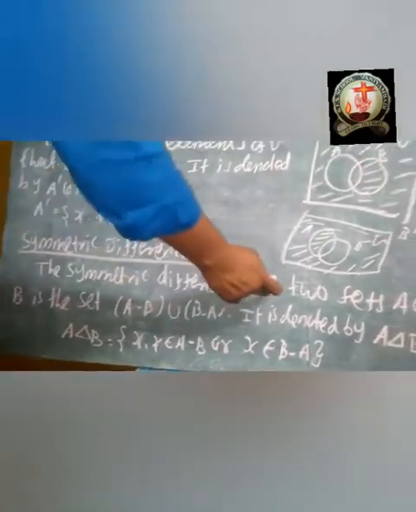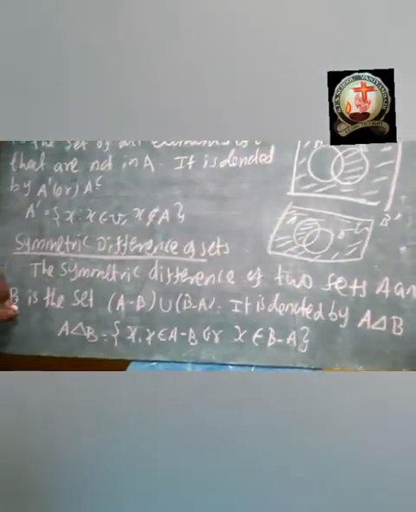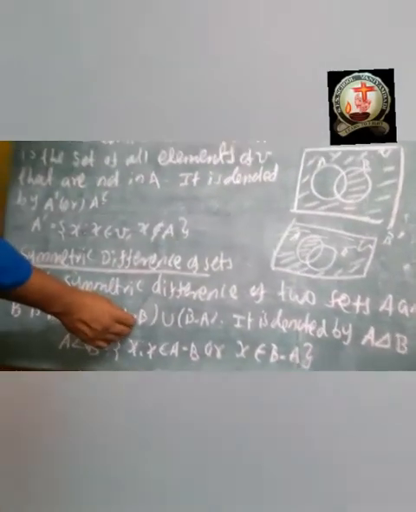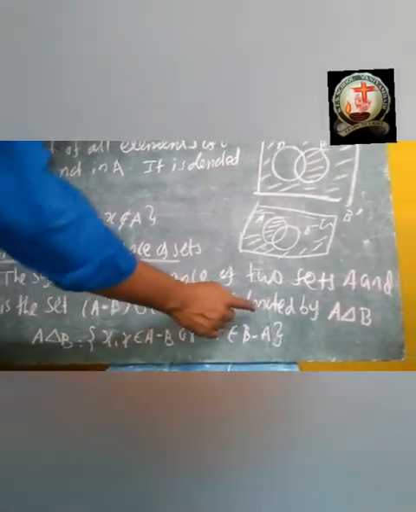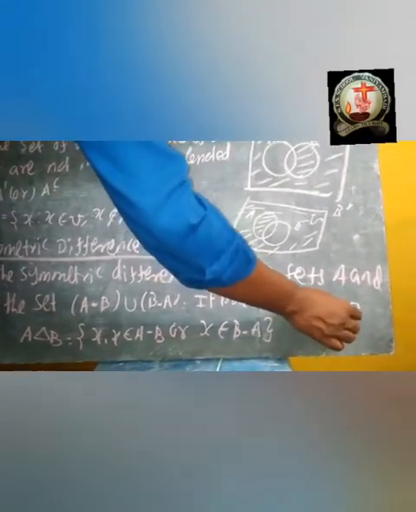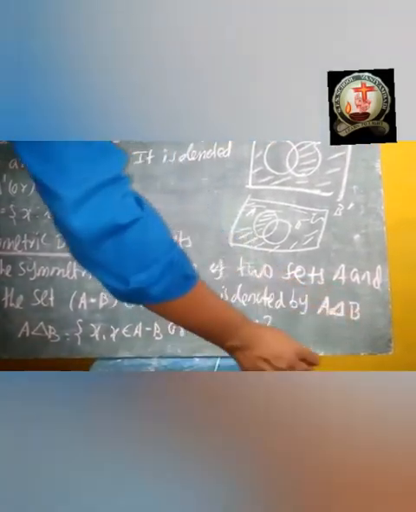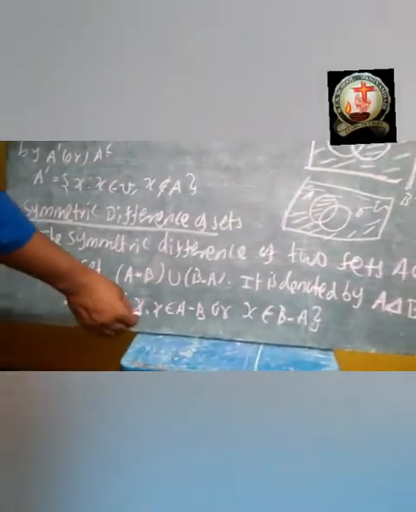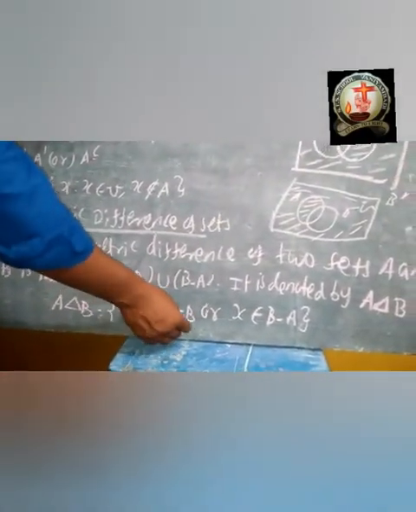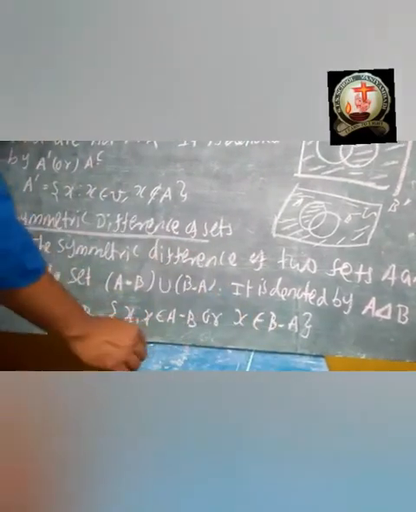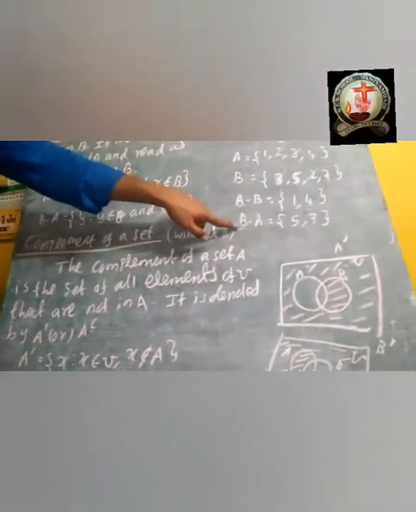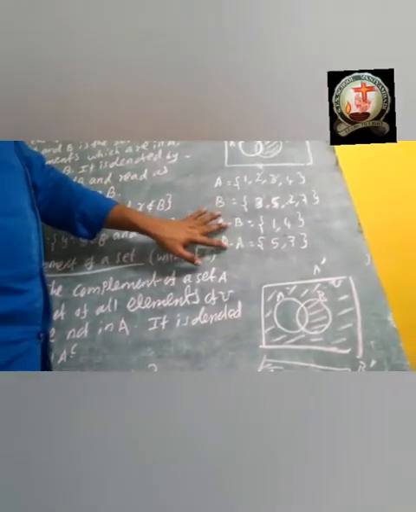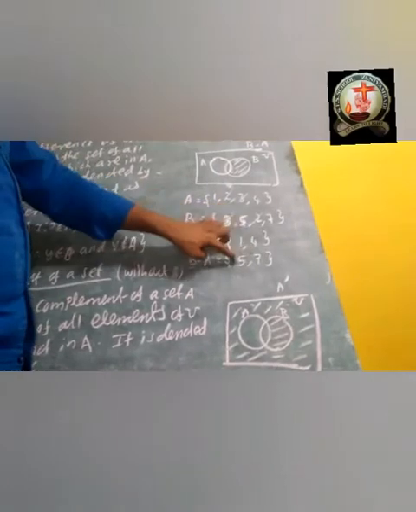The symmetric difference of two sets A and B is the set A difference B union B difference A. It is denoted by A triangle B. This symbol is called symmetric. A symmetric B is equal to x such that x belongs to A minus B or x belongs to B minus A. Here, A minus B, B minus A, no? This answer, if you are joining, what you will get? 1, 4, 5, 7, no?